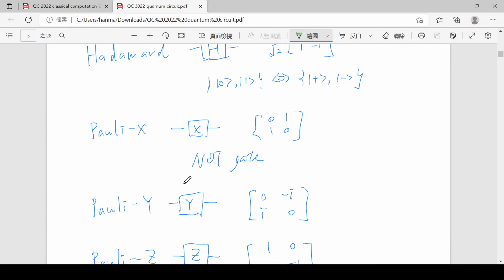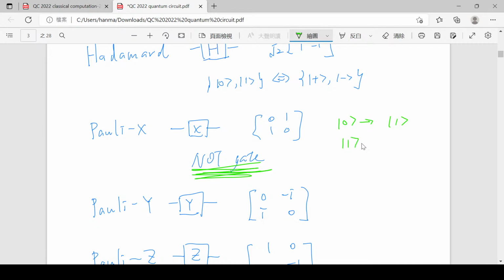Okay, so now we're in the circuit model, so there's a little more we can talk about. This X gate, you can think about it as a generalization of the classical NOT gate, because it flips a single qubit. If we act on the computational basis, it flips 0 to 1 and 1 to 0. And this is what the NOT gate does on a classical bit.